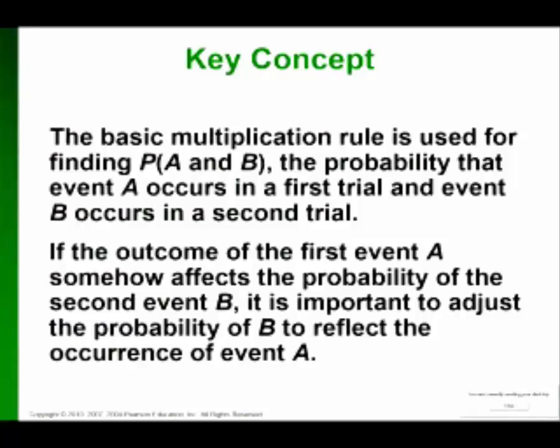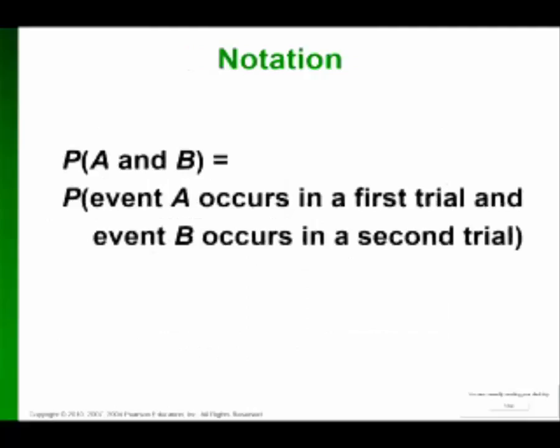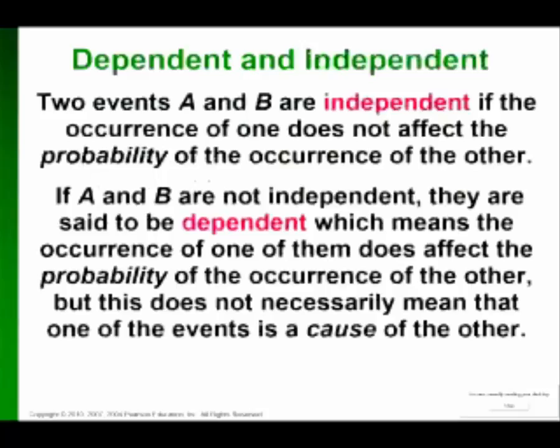But in my example of rolling a die, does landing on a 1 your first roll in any way affect whether or not you're going to land on a 6 the second roll? No, they're completely independent of each other. Well, that's actually the next definition. Two events are called independent if the occurrence of one does not affect the probability of the occurrence of the other, and they're not independent if one happening does affect the probability of the other happening.